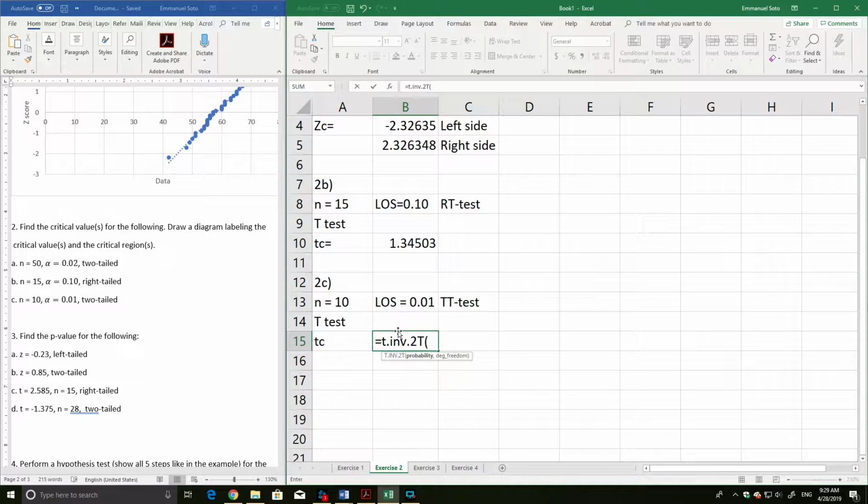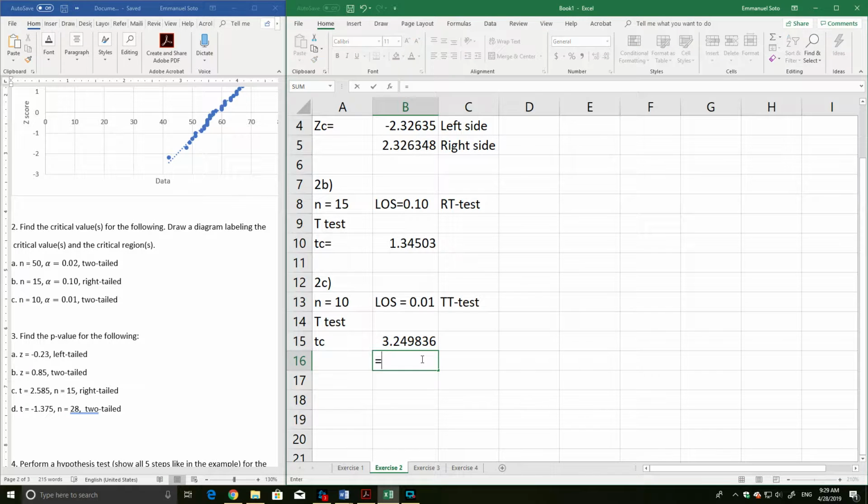And in this case, they're just looking for the probability. So what we're going to do is we're going to double check this. Since you're doing a two-tailed test here, you can just type in the probability and then the degree of freedom, which is 10 minus 1. Okay, and I'm going to double check this. Okay, so we get this value as the t critical.